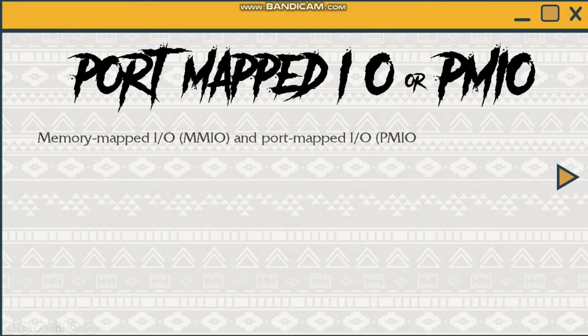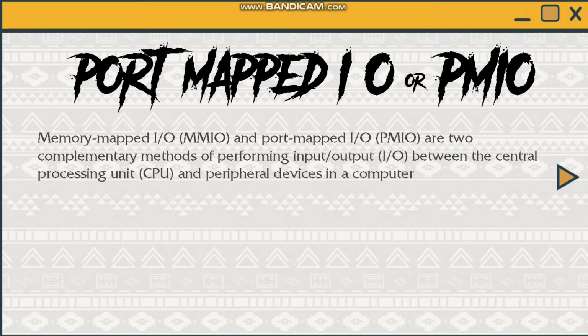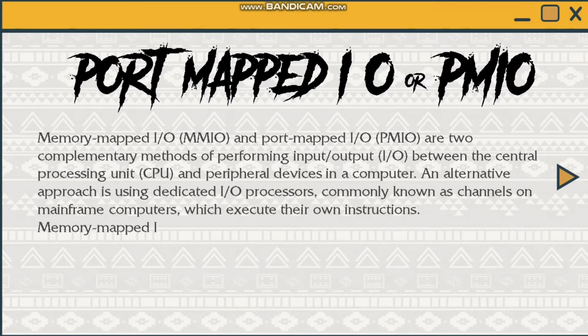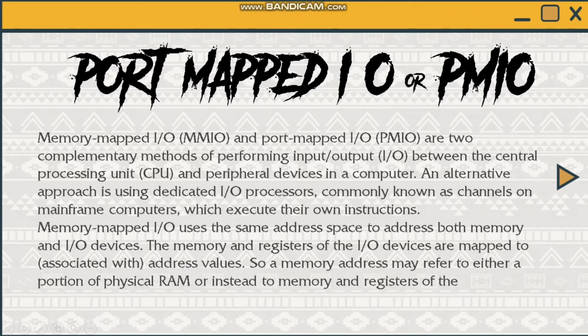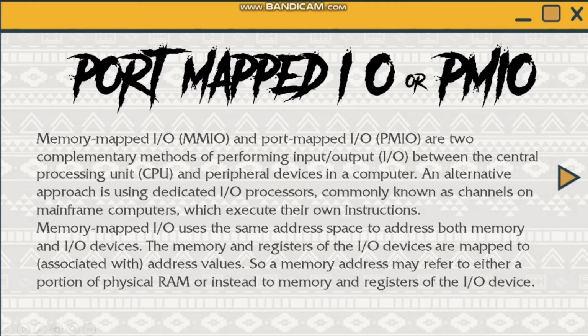Port mapped I/O or PMIO, and memory mapped I/O or MMIO, are two complementary methods of performing input and output, or what we call I/O, between the central processing unit, or what we call CPU, and peripheral devices in a computer. An alternative approach is using dedicated I/O processors, commonly known as channels on mainframe computers, which execute their own instructions.